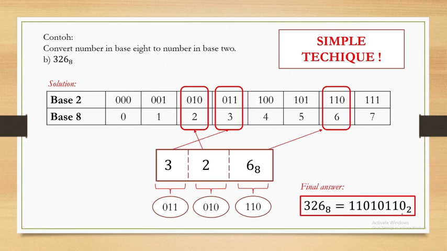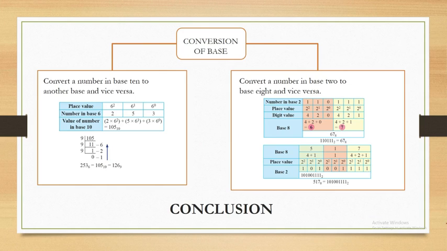0 base 2. Then for the conclusion, for the first map is convert a number in base 10 to another base and vice versa. If involving this process, for the first step we must convert into base 10 first. And then from the base 10, we convert to another base by using division of place value, or you also can use division of base value.